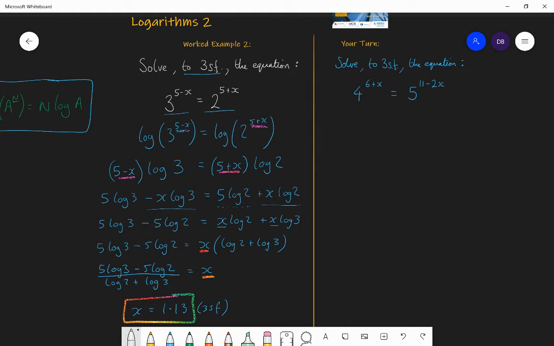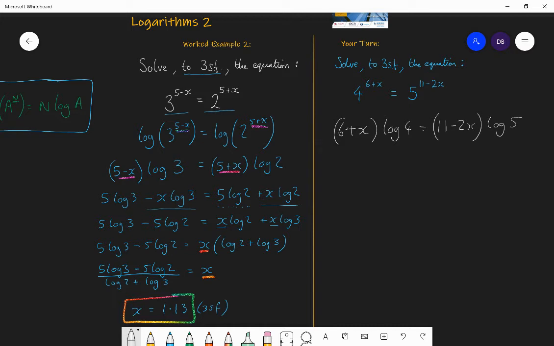Okay, the solution to this. Firstly, take log of both sides, and I'm going to show fewer steps than the previous one. Take log of both sides and then remove the power out of the logarithm so that you'll get 6 plus x multiplied by log 4 is equal to 11 minus 2x multiplied by log 5. Expand the brackets, simplify, and make x the subject of the equation.